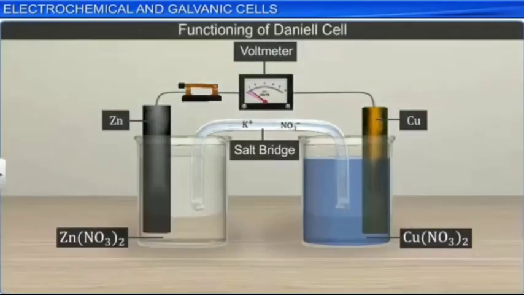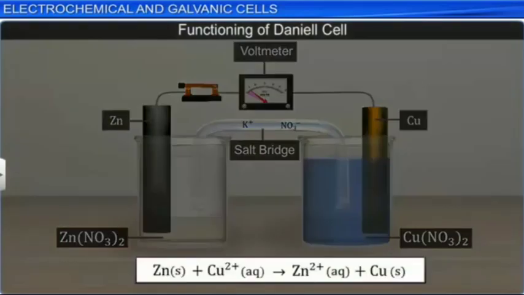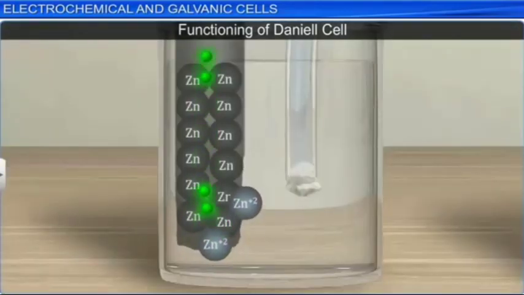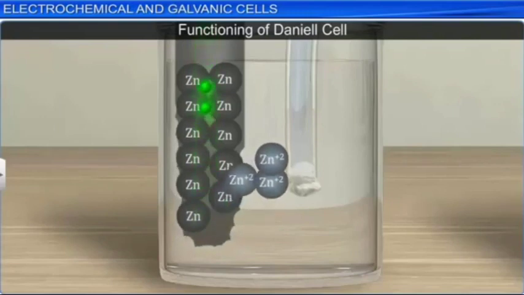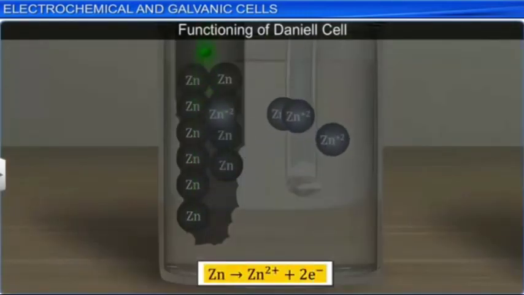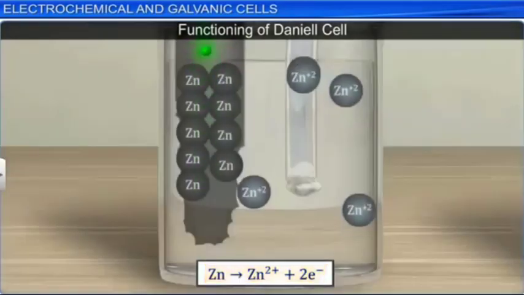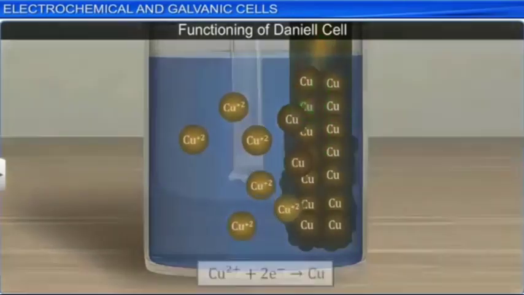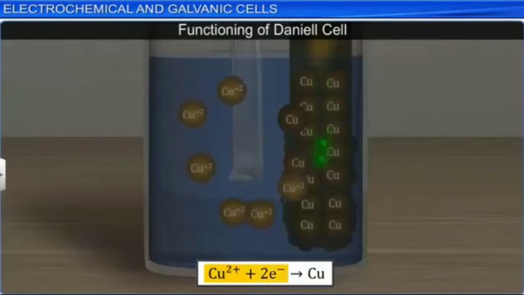The Voltaic cell we've been discussing is called the Daniell cell. The net ionic equation for the Daniell cell is given here. Zinc metal reacts with copper 2 ions to form zinc ions and copper metal. Since oxidation is a loss of electrons, the oxidation half reaction has zinc metal losing 2 electrons to form zinc ions. Reduction is a gain of electrons. So, the reduction half reaction has copper 2 ions gaining 2 electrons to form copper metal.